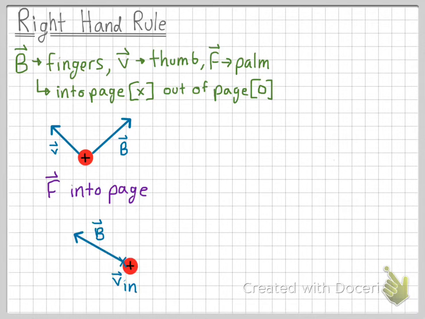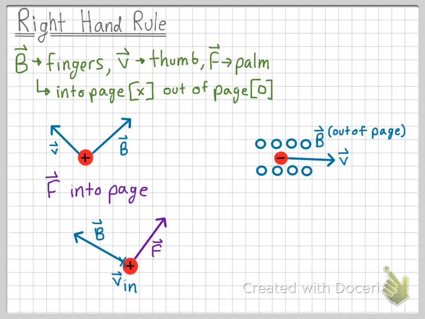Let's do another example. So here we want to align our fingers with the magnetic field. The velocity vector is pointing into the page, so you have to twist your hand so your thumb points into the page, and your fingers still align with the magnetic field. You then notice that your palm is going to be pointing towards the upper right, so that is the direction of the force. Now we're going to get a little bit more complicated.